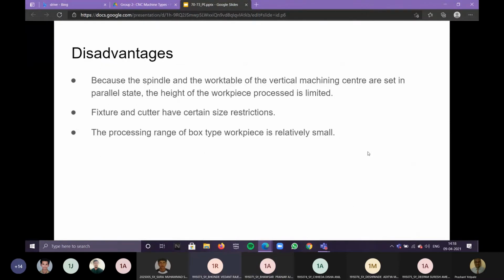Disadvantages of VMC. Because the spindle and the work table of the vertical machining center are set in parallel state, the height of the workpiece processed is limited. There is a certain size restriction on the fixture and cutter. The processing range of the box type workpiece is relatively small.